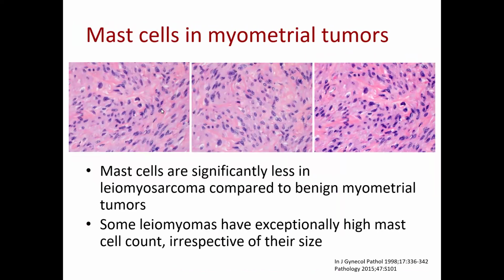When you find mast cells, it's great. Here they are. If you can see them, you can do CD117. But mast cells are kind of a soft criterion to help you calm yourself, because they are usually present in leiomyomas and not leiomyosarcomas.